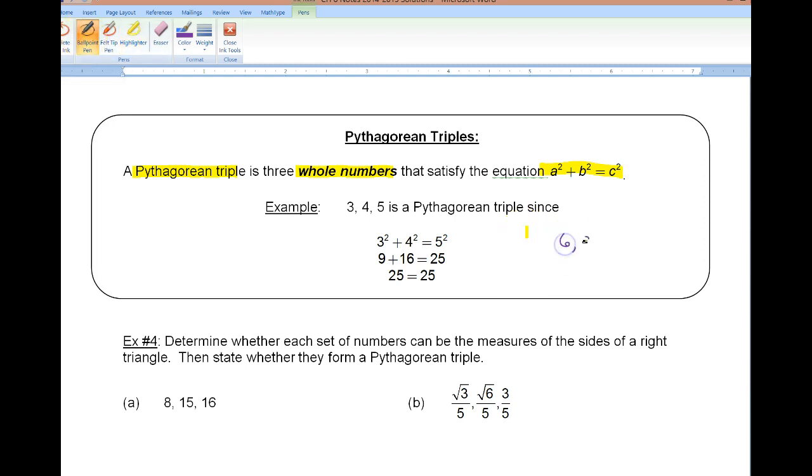There's a 5, 12, 13 triangle. Now, let me just explain. Any multiple of 3, 4, 5, so like 6, 8, and 10 would be taking these three numbers and multiplying by 2. So if you took these three numbers and multiplied by 3, like if you had a 9, 12, 15, that would be a right triangle. 5, 12, 13, that's just another example. 3, 4, 5 and 5, 12, 13 are two of the more popular ones that you'll see.